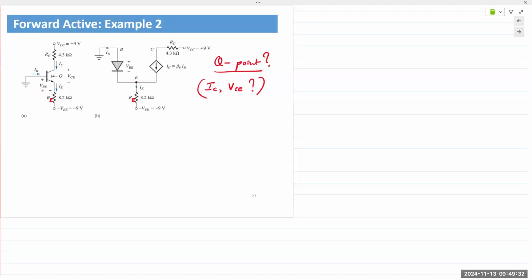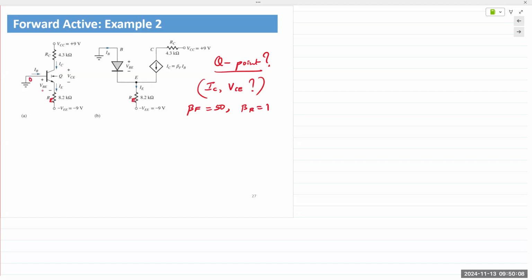Okay, so what else is given to us? We are given the values for beta F. We're also given the beta for the reverse active as 1. And then nothing else is given. But when we begin our analysis, again, we want to make an assumption whether it's an active region or cutoff or saturation. So if we look at the circuit and extract information, what do we see?